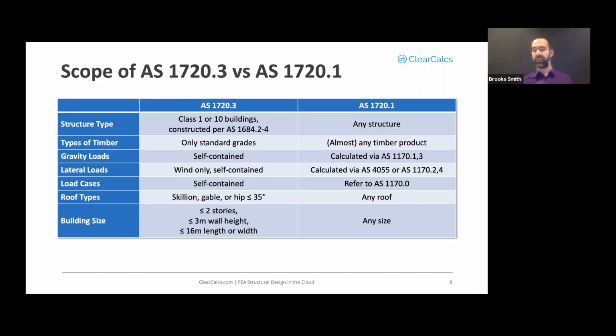So only specific roof types are allowed with 1720.3. So if your roof is too steep, you can't use 0.3. If you have more than 2 stories, you can't use 0.3. If you have any wall height that's greater than 3 meters, or if any dimension of your building is greater than 16 meters, you cannot use 0.3. You have to use AS1720.1 if the building you're designing does not fall within these restrictions.